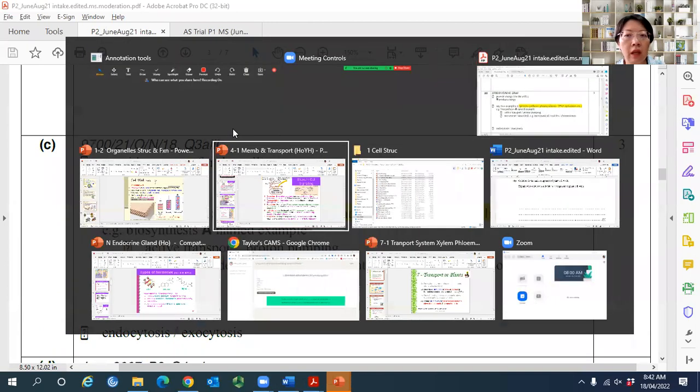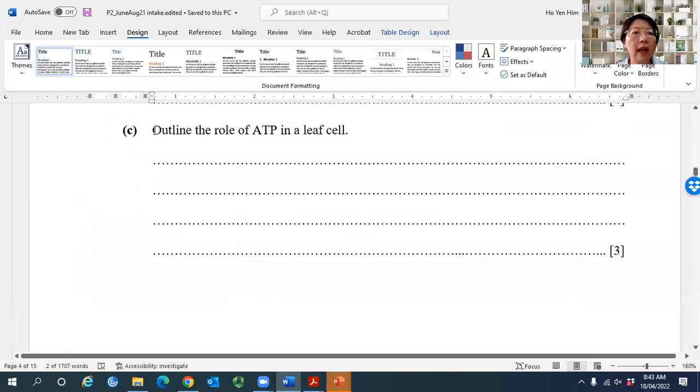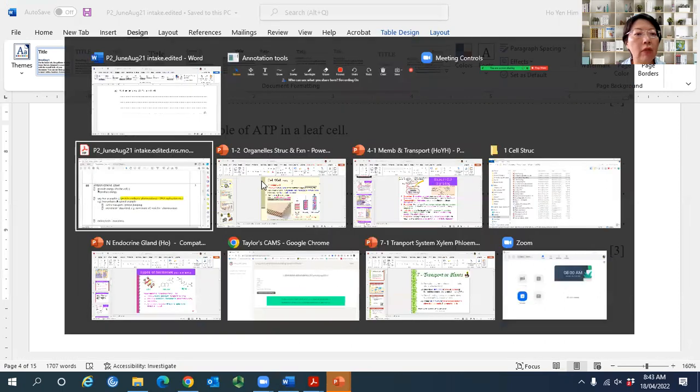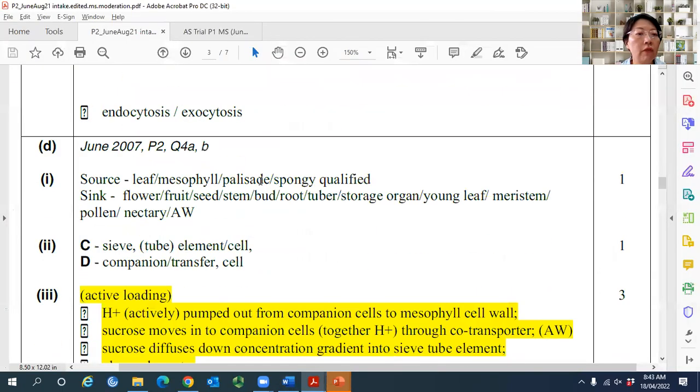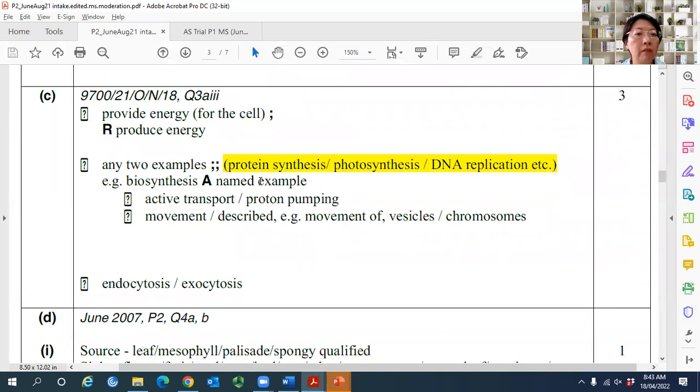Okay, let's look at question C. Outline the role of ATP in a leaf cell. 3 marks. So of course, the first mark for the role of ATP is to provide the cell with energy, right? That's the function of ATP. So ATP is to provide energy to the cell. And because it's a plant cell, the function must relate to the plant cell only.